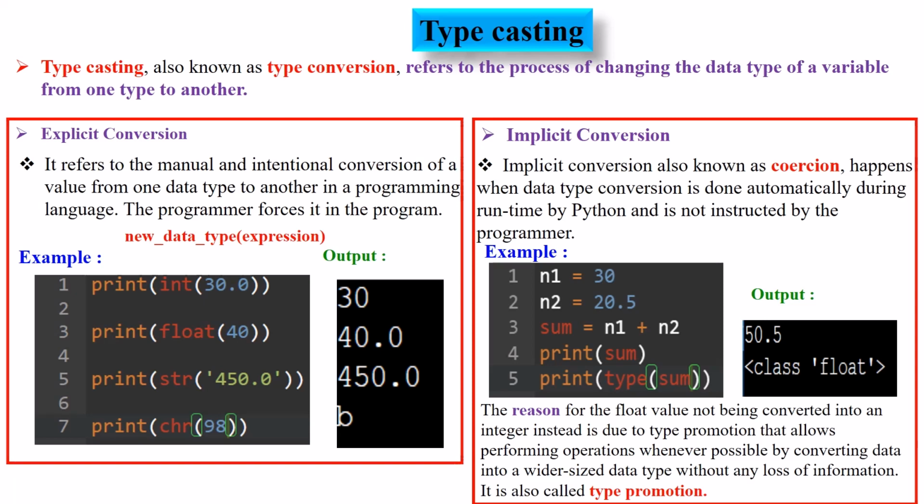The reason for the float value not being converted into an integer instead is due to type promotion that allows performing operations whenever possible by converting data into a wider-sized data type without any loss of information. It is also called type promotion.